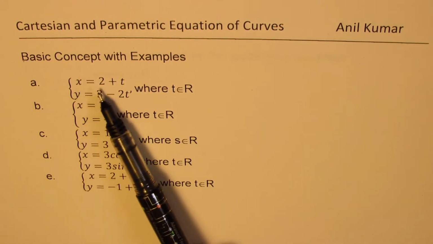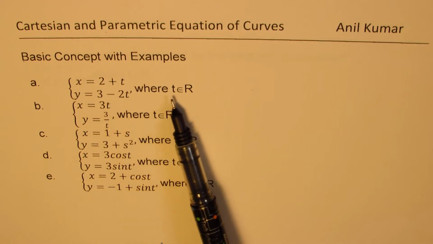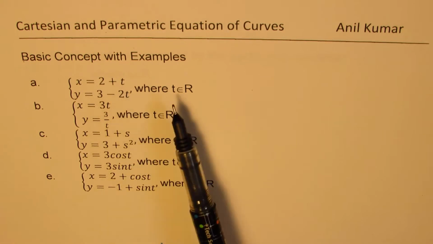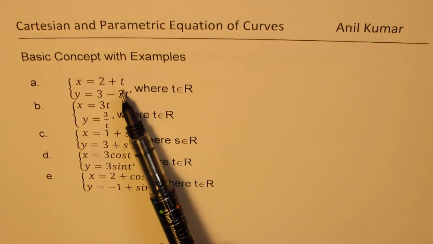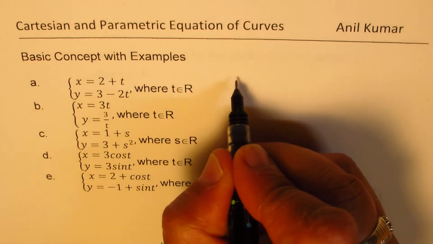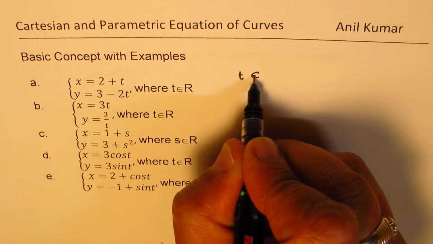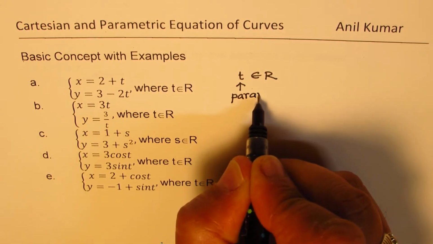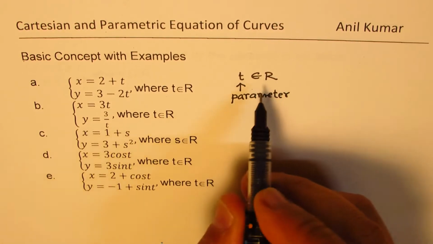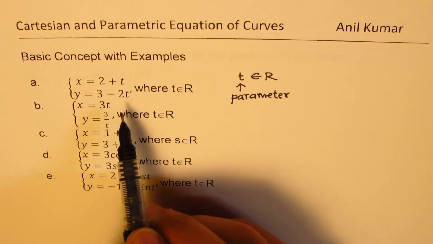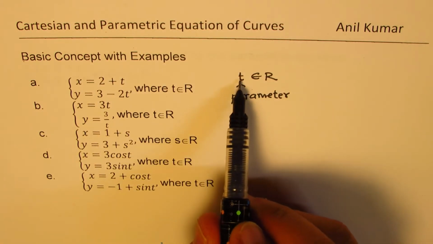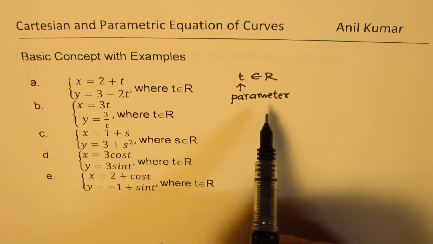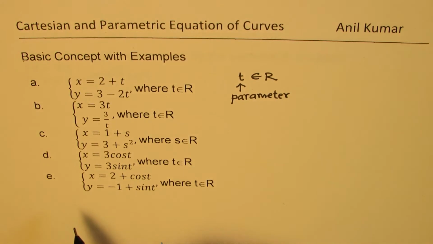A is x equals 2 plus t, y equals 3 minus 2t, where t belongs to real numbers. So in this equation, you see the term t, and t could take any real value. So t is called the parameter. Parameter really means that in this equation, we could get different points using different values of t. And then we get a curve, and that is described by this set of equations, right?